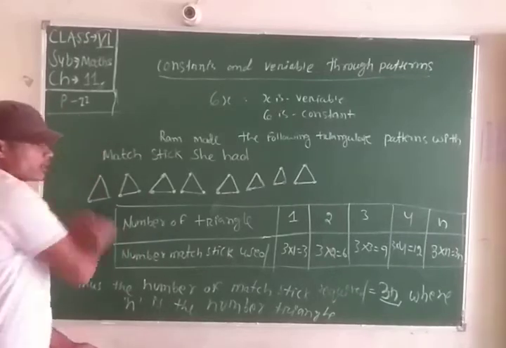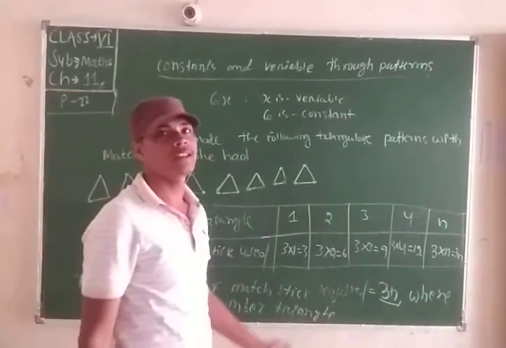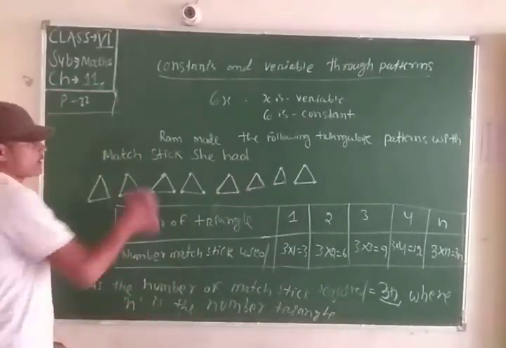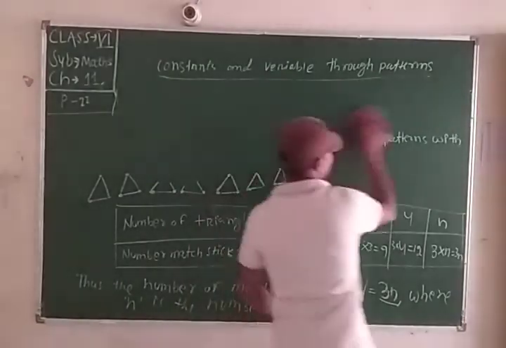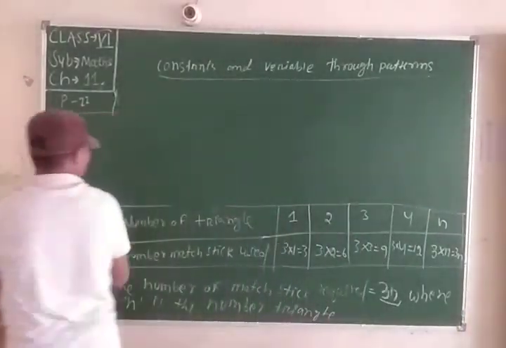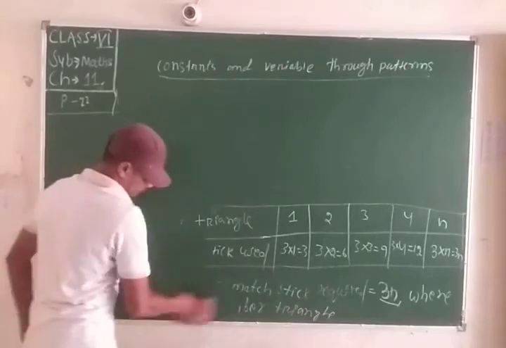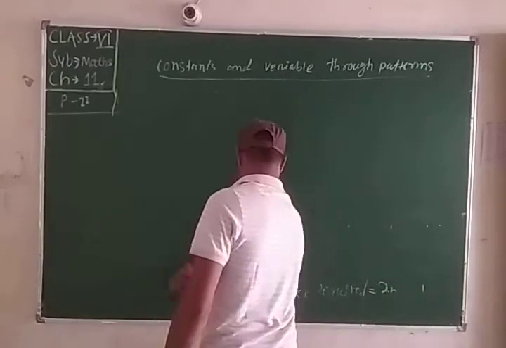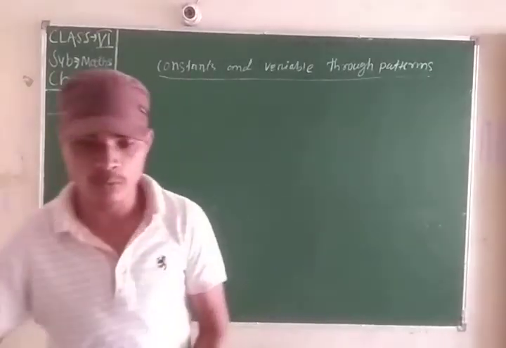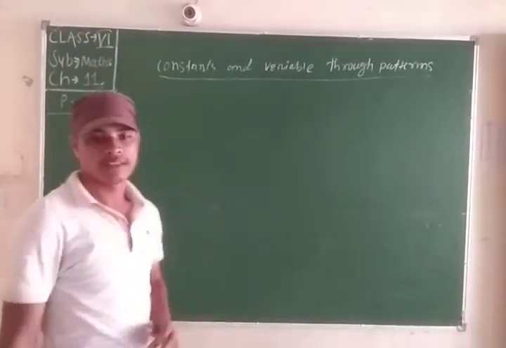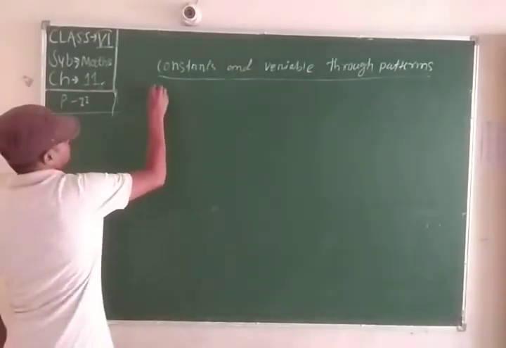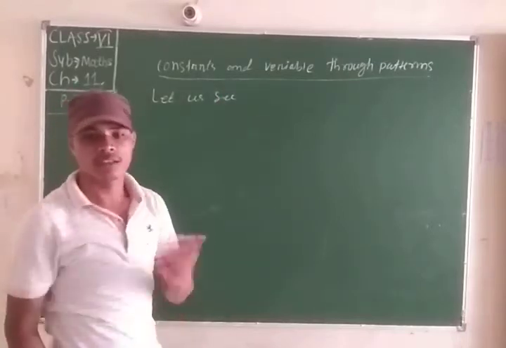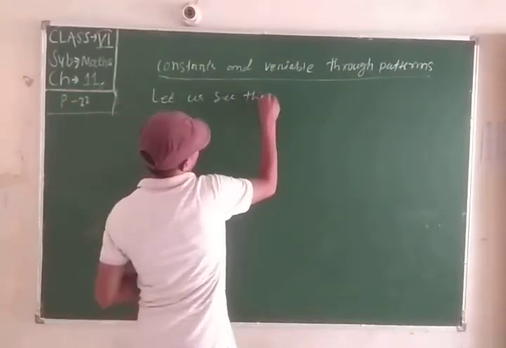Okay. So I hope all of you understood how we can represent the words, pattern, and also constants and variables. Now we take another example, that is, how we can make variables and constants using the first pattern. See here, I already told you the alphabets. Now let us see the formation.